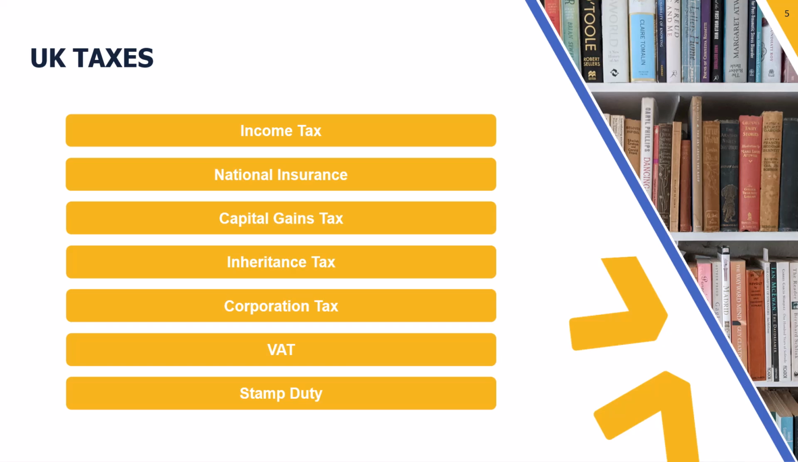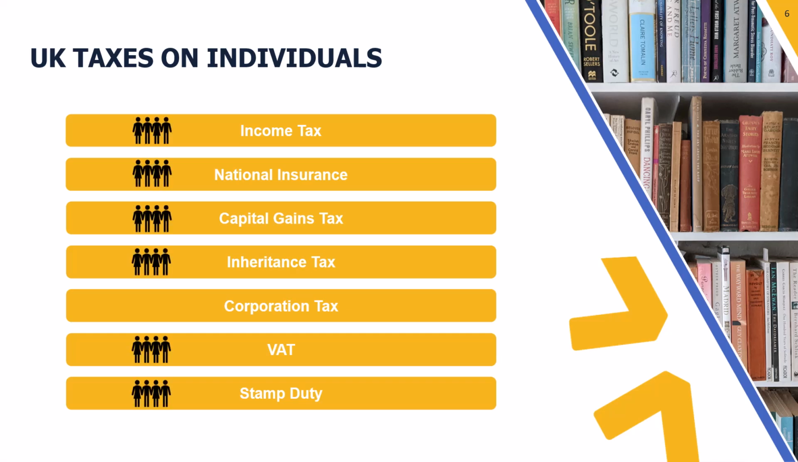So let's have a look at the UK taxes that are payable by individuals. So these are as follows. We've got income tax, national insurance, capital gains tax, inheritance tax, VAT and stamp duty. So they are all the taxes that can be paid by individuals.